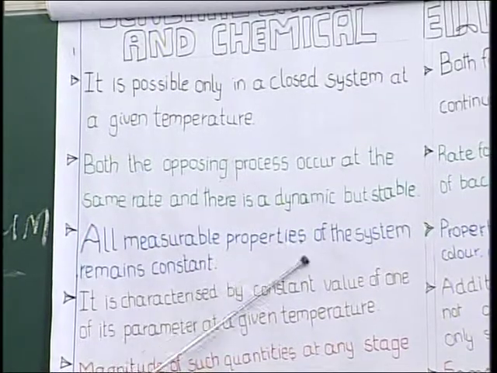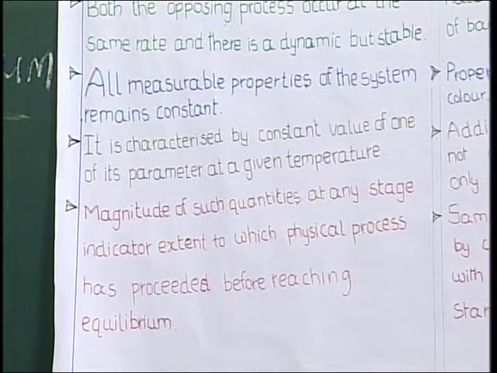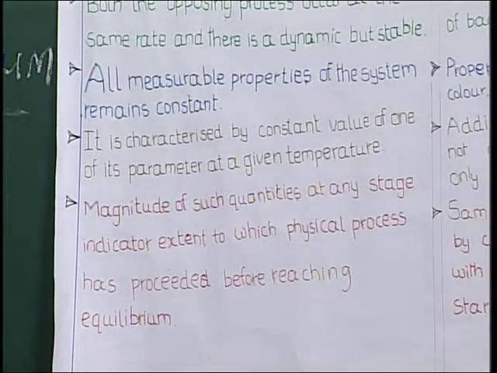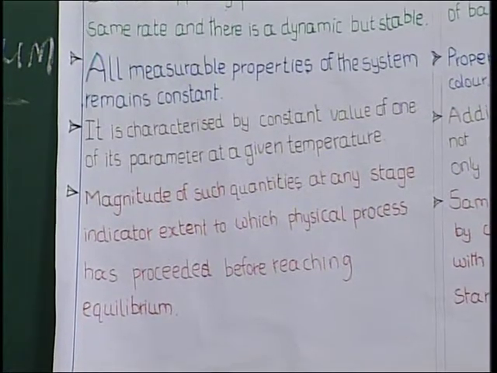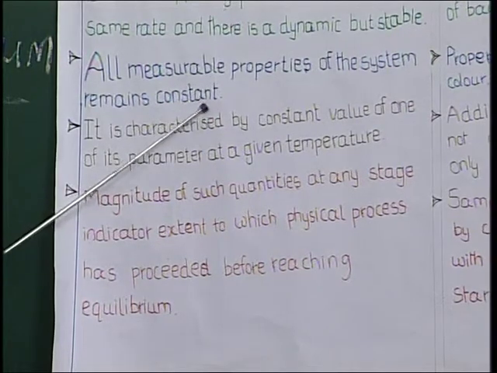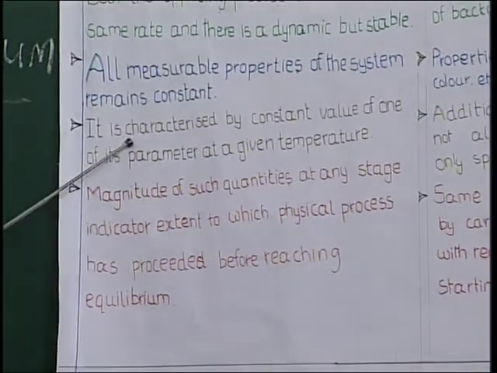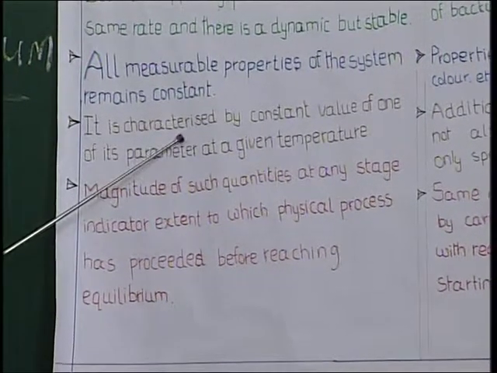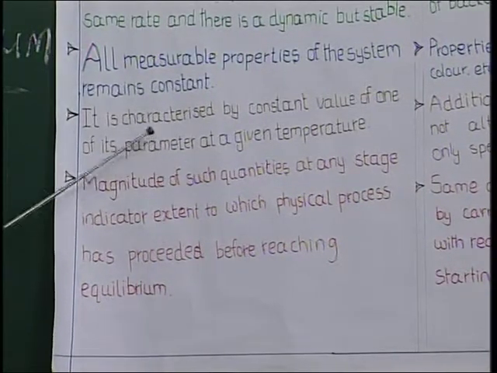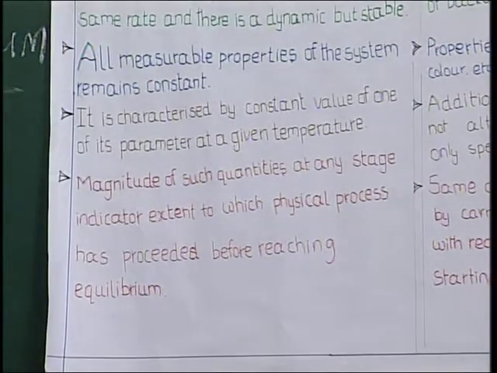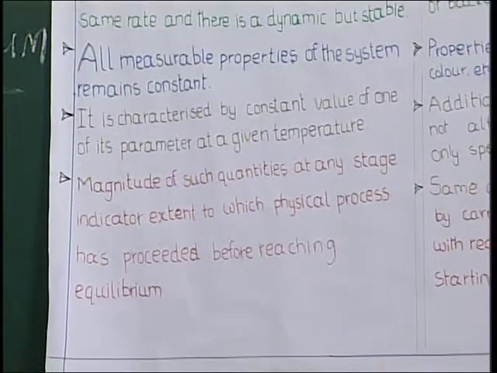All the measurable properties of the system remain constant, which means the concentrations of the products and reactants, the measurable properties which we can measure, remain constant. As the system completes, at the final stage also they remain constant. And physical equilibrium is characterized by one of the values of its parameters at a given temperature, which means the temperature and the factors affecting it, we can know by this also.